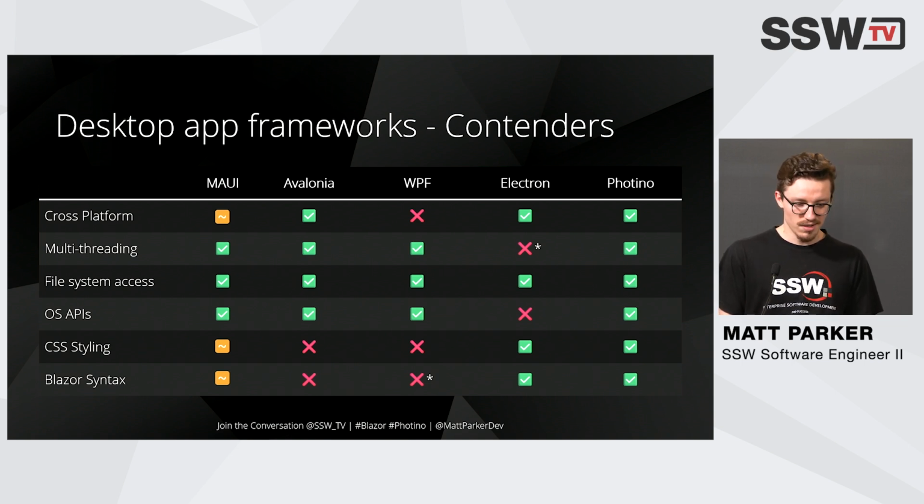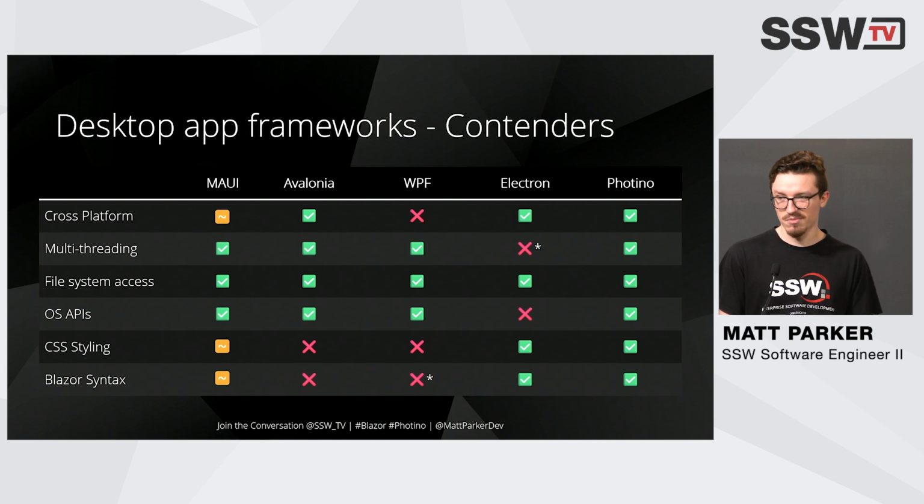But I've left them as tildes because it's not the default when you use MAUI. Having a look at Avalonia, it is cross-platform, which is awesome. You do get multi-threading, file system access, OS APIs. There's no CSS styling or Blazor syntax because you can't use Blazor there at all. WPF, very similar to MAUI, except that it's not cross-platform, and at that point, why would you even use it? Just use MAUI.